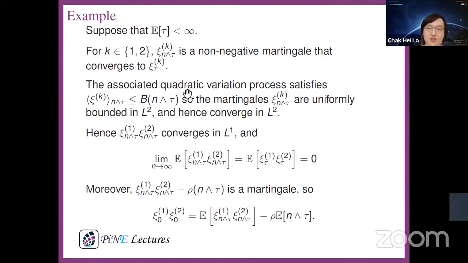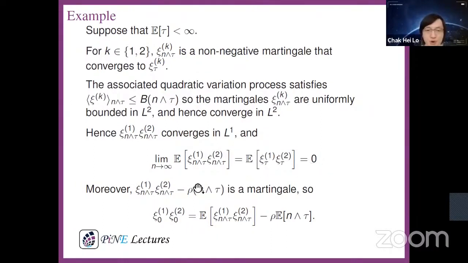The associated quadratic variation process will satisfy this condition. The quadratic variation, which is nothing but the expectation of the change squared, is less than or equal to b, the constant bound, times this number, the minimum of n and tau. So the martingales psi n wedge tau, for each coordinate, are uniformly bounded in L2, so they converge in L2. If we multiply them together, this converges in L1. And so we can get the limit of this expectation by optional stopping. It's just the expectation of this, which is zero from our setup.